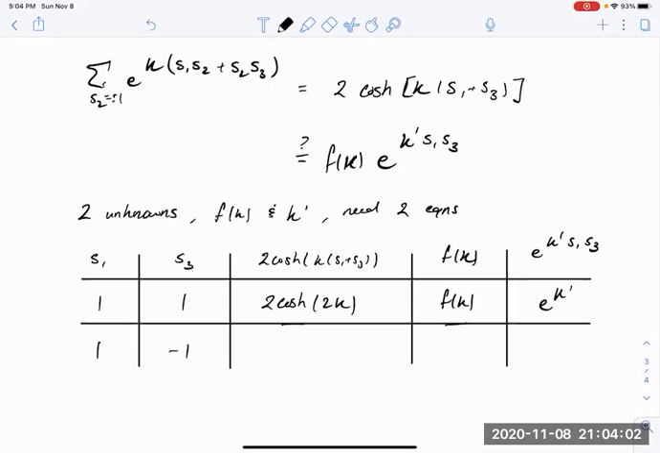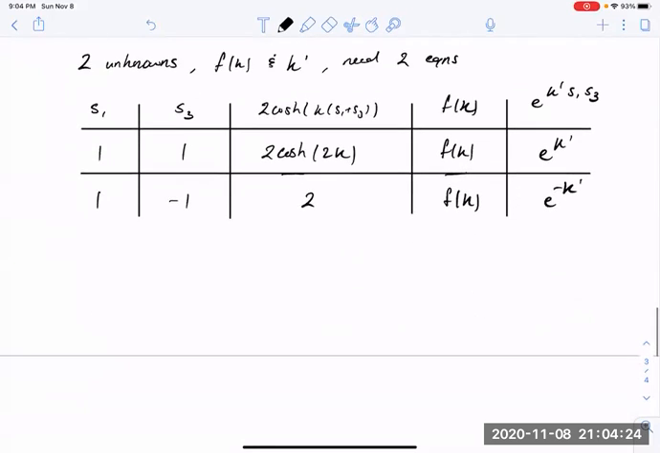If they're opposite, that means we have hyperbolic cosine of 0. That's 1 times 2 is 2. F of k again is independent of the spins. E to the minus k prime is what we get when we multiply S1 and S3 when they're not the same. So now look at this. We've just stumbled upon two equations for the two different possible scenarios for S1 and S3, two unknowns.